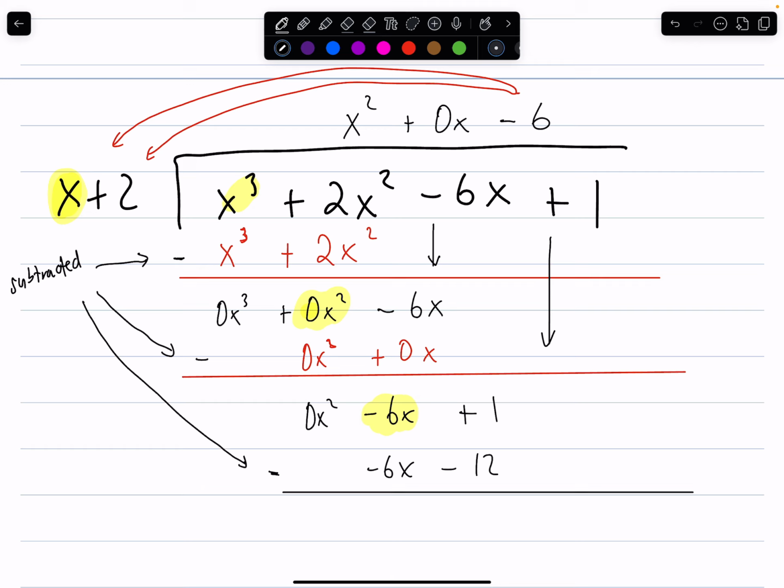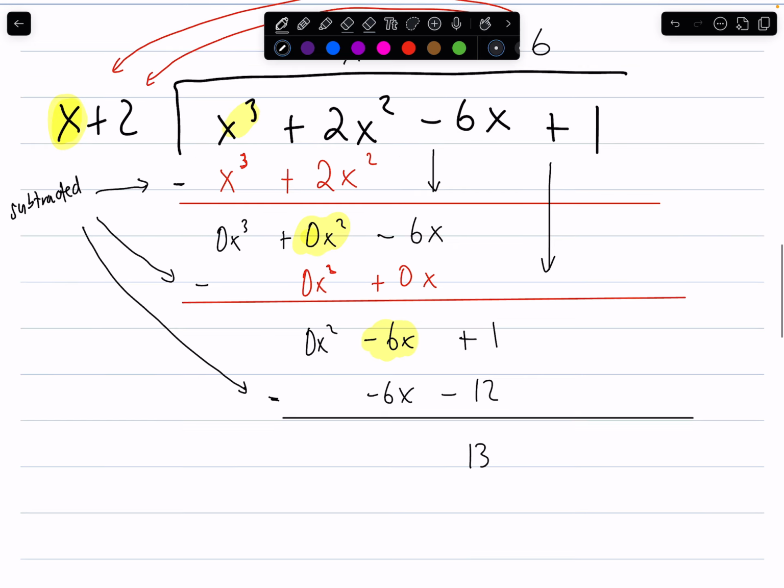So remember, we're subtracting again. Negative 6x minus negative 6x is 0. 1 minus negative 12 is actually 13, right? Because 1 minus negative 12 means 1 plus 12, because of the negative in the negative. And this 13 ends up becoming my remainder.